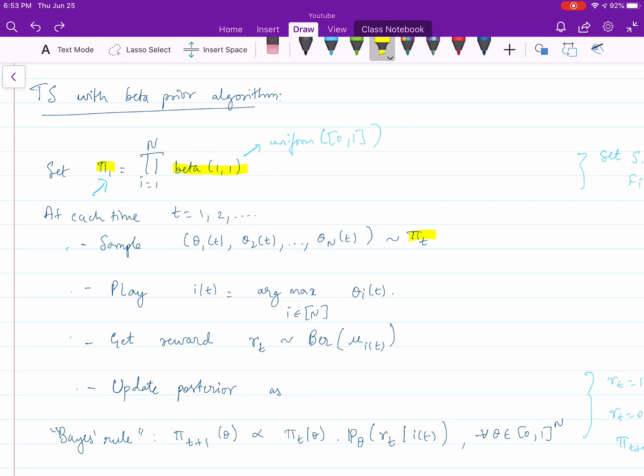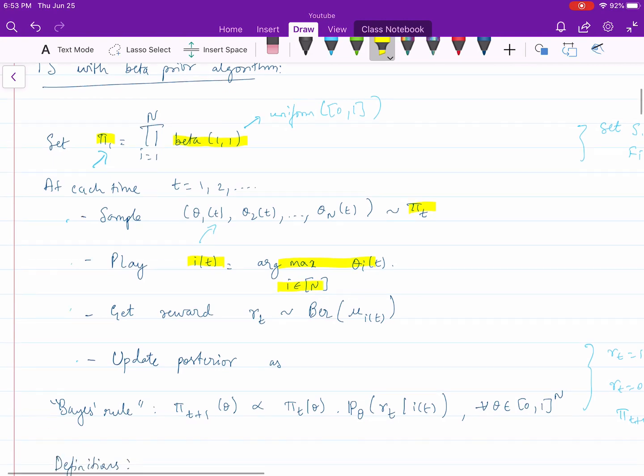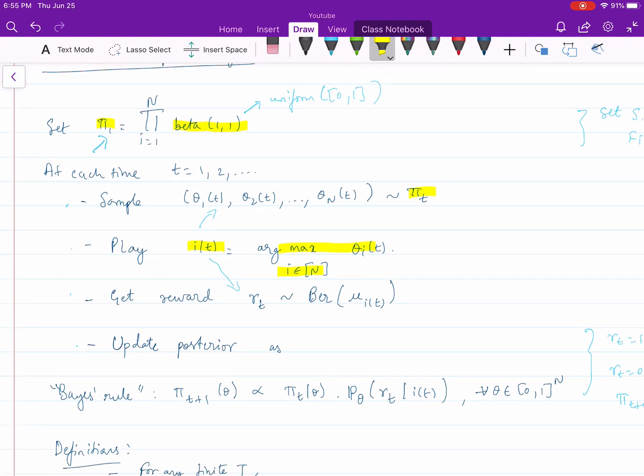Second, we play an arm i of t, which is the one with the largest sample from the set. That is mathematically written in this way. After choosing this arm, when we play it, we get this reward r t, which is nothing but a Bernoulli random variable with parameter mu subscript i of t. In the next step, we finally update the posterior using Bayes rule. So pi t plus 1 is equal to the prior times the likelihood.